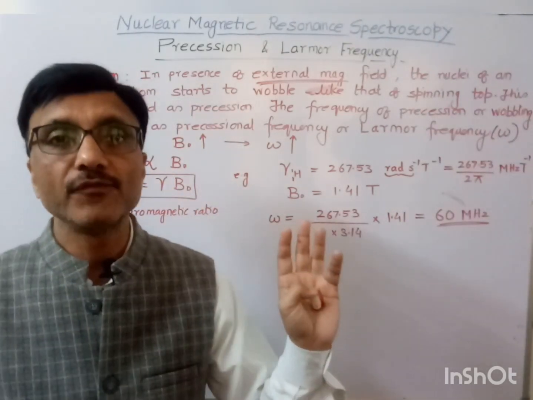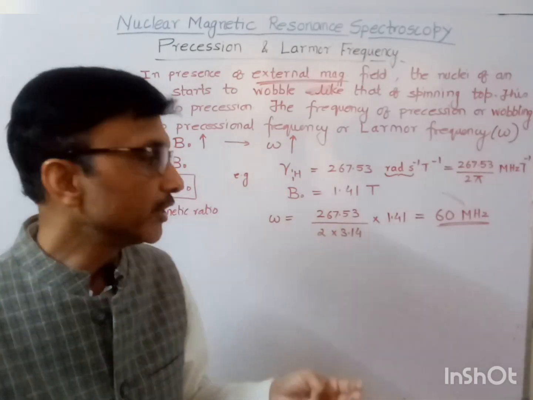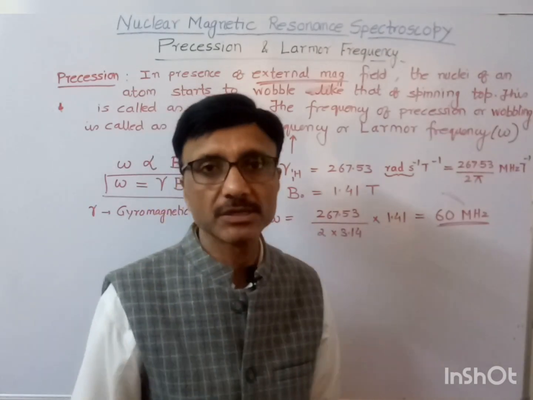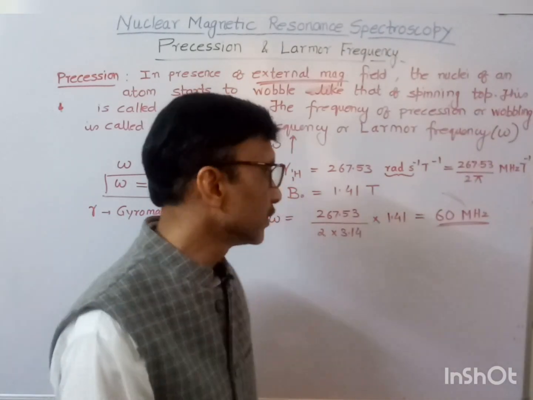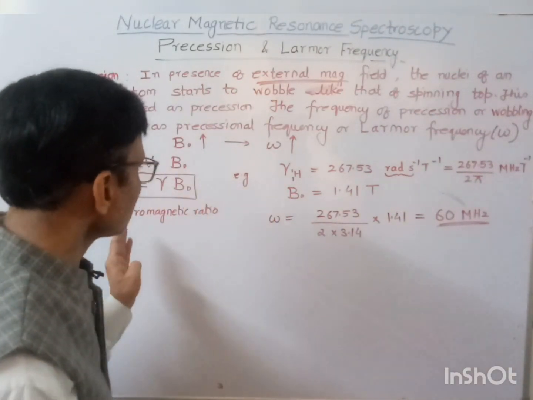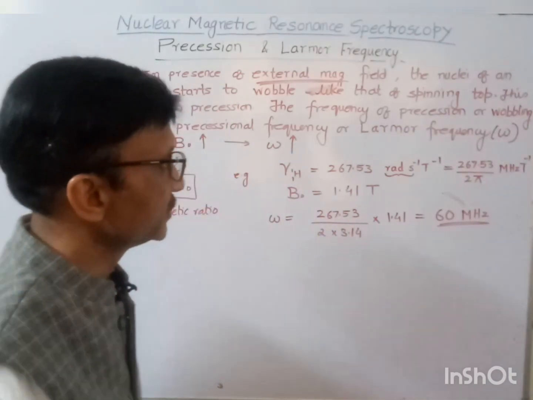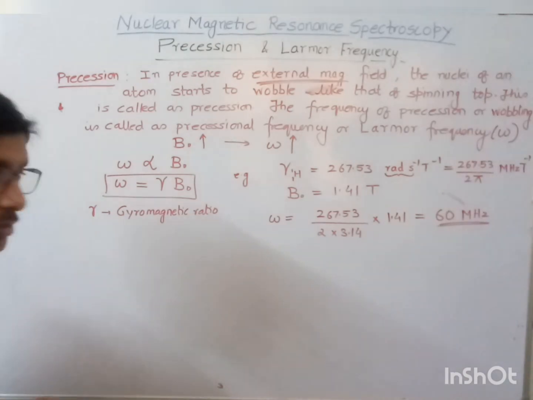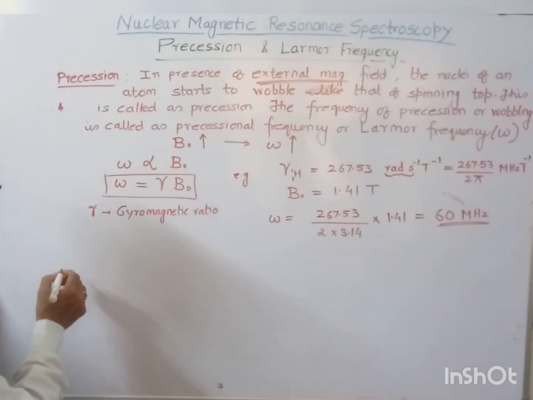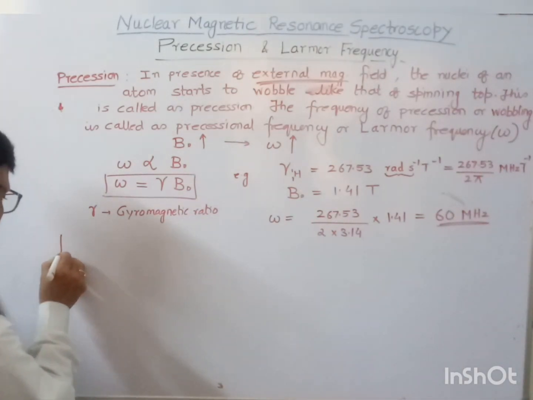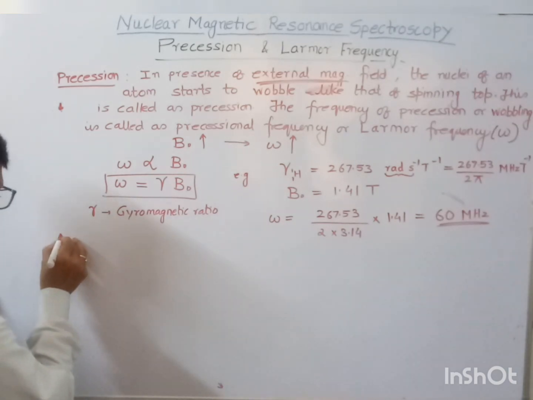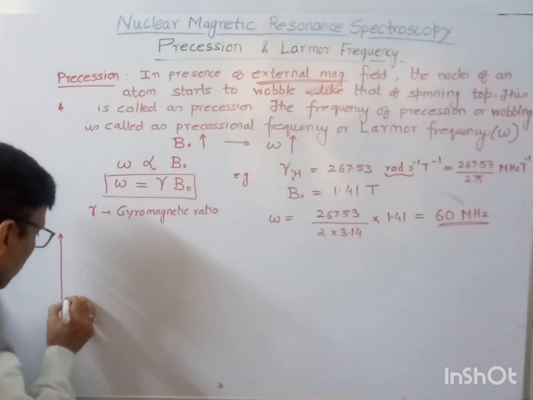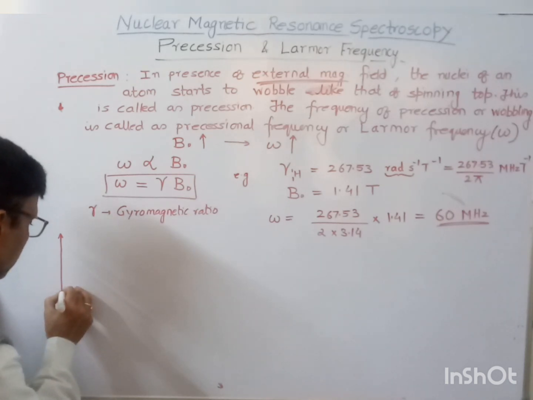means the frequency by which the nuclei will precess or wobble, that would be 60 megahertz. By this value it will wobble. So this is called the Larmor frequency or the precessional frequency. Now, how can we show it like this? Suppose this is the external magnetic field, then it can precess like this.